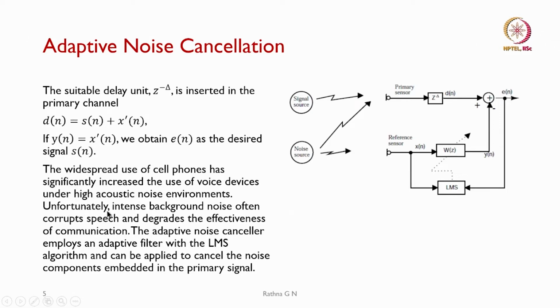Okay. So, what happens is that intense background noise often corrupts our speech and degrades the effectiveness of communication. So, you will be using the adaptive noise canceller, which employs an adaptive filter with the LMS algorithm and can be applied to cancel the noise components embedded in the primary signal. If we know the noise source, we can capture it and subtract it, so that we cancel the noise and our output is a clean speech signal.